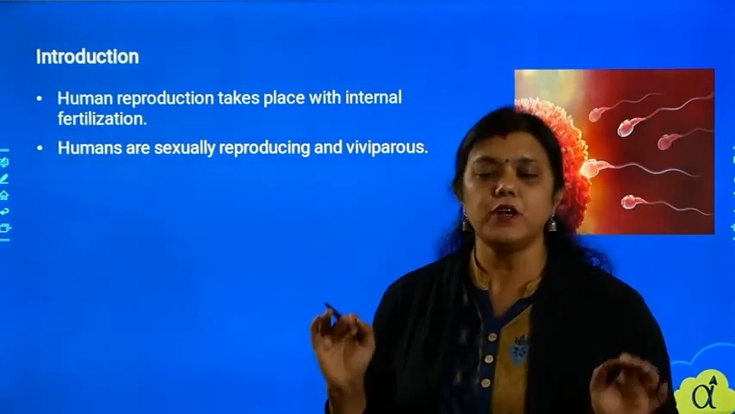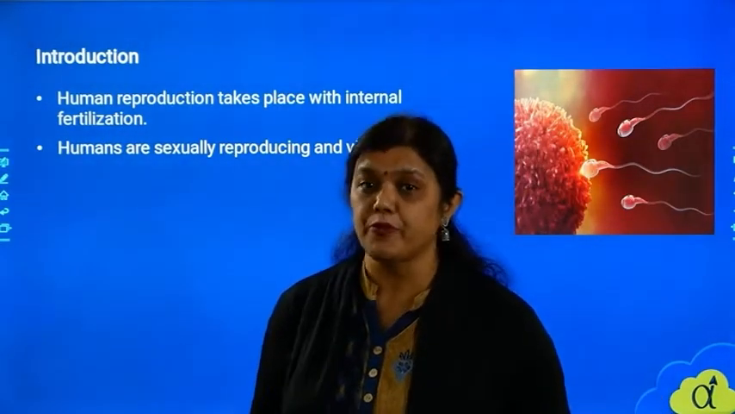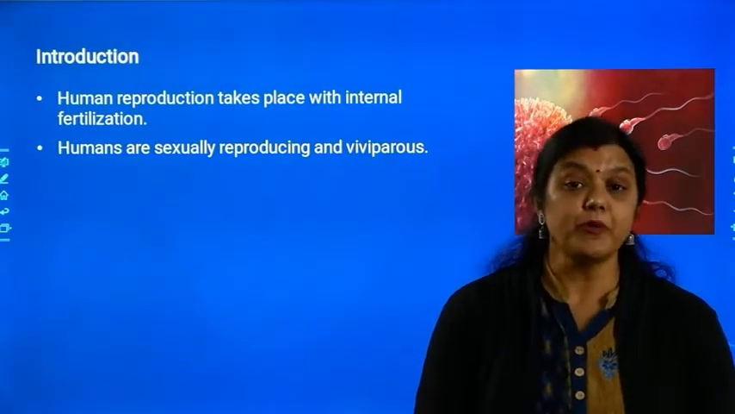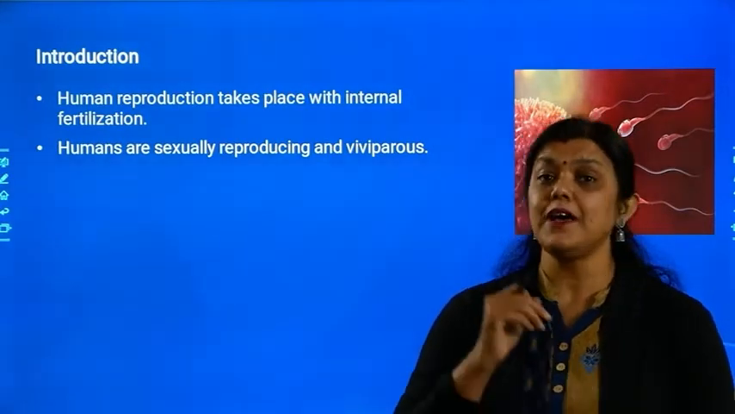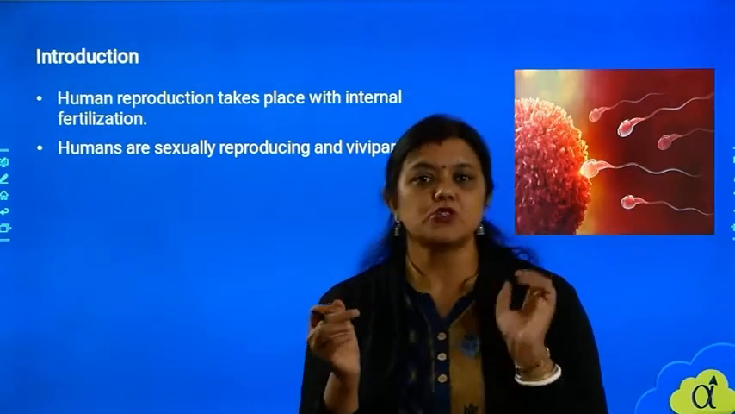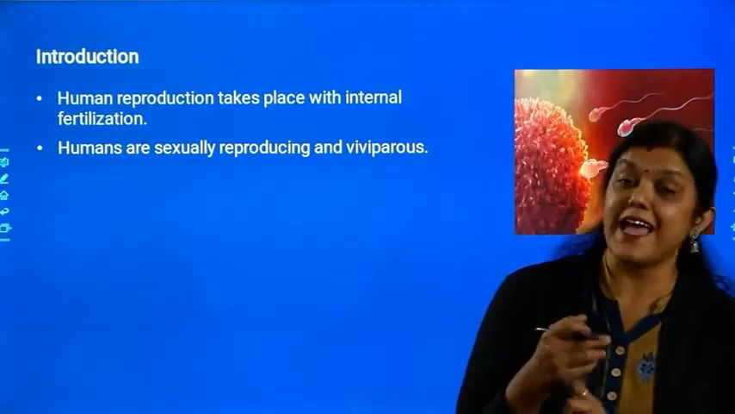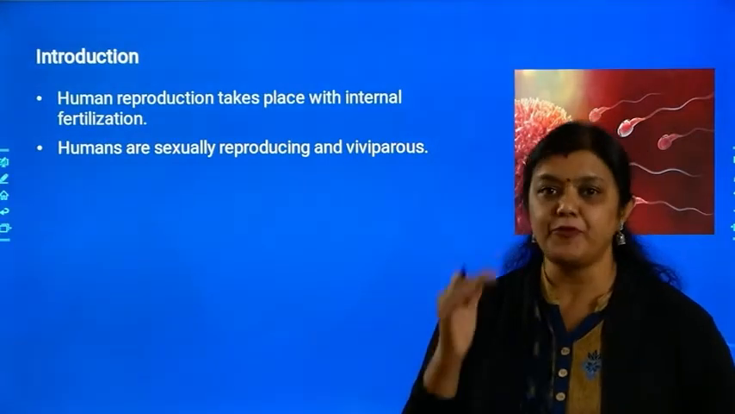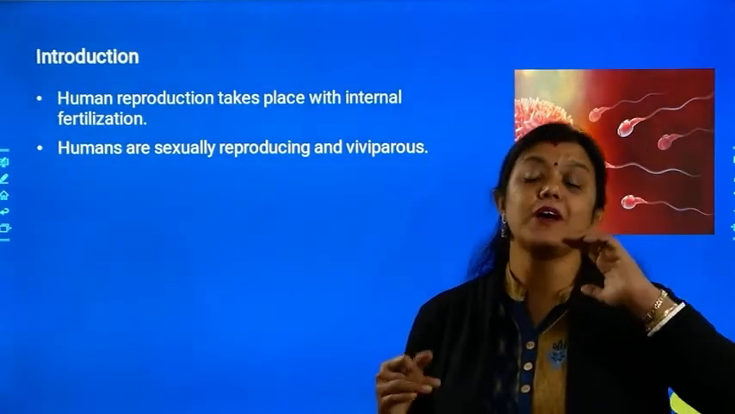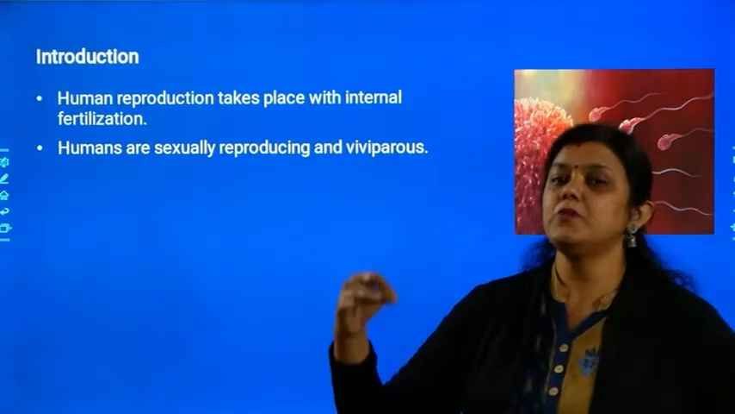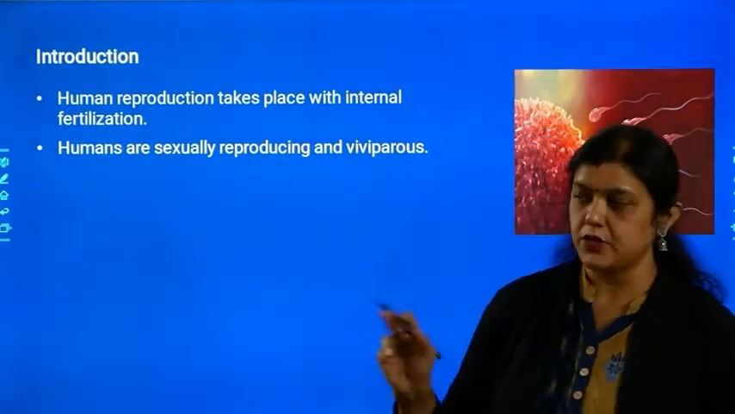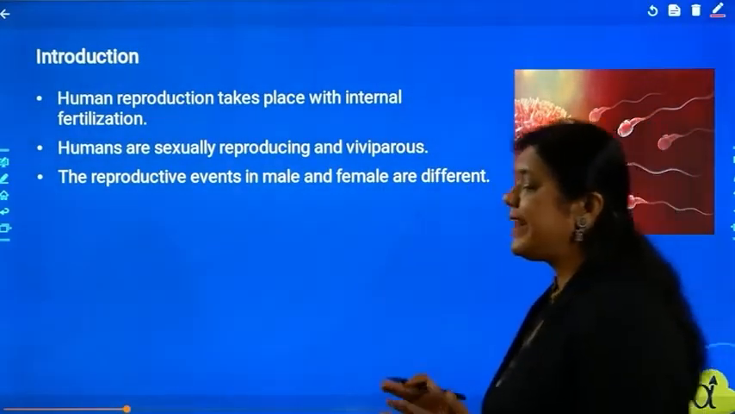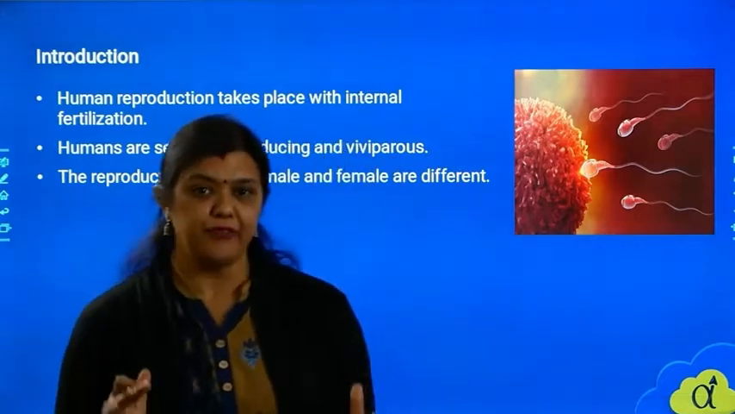They are sexually reproducing organisms, and we are viviparous. Humans are viviparous, that means we give birth to the young ones. Oviparous are those organisms which produce eggs. They lay their eggs. So organisms are of two types, oviparous and viviparous. Humans come under viviparous because we reproduce by the sexual method, and humans give birth to their young ones.